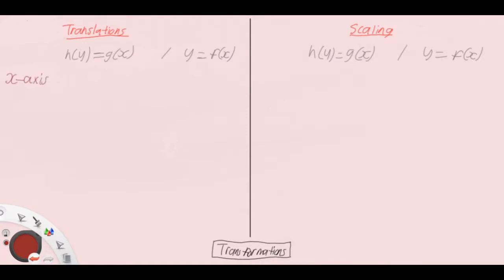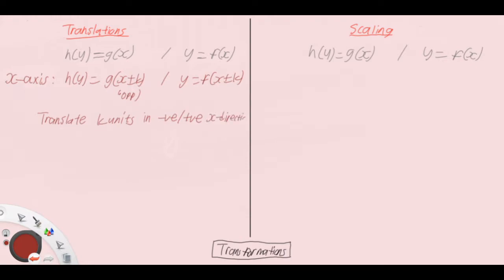Beginning with translations, we have the x and y axis. Start with the x-axis. Basically, translate with the x variable only. So you get h(y) = g(x ± k), or y = f(x ± k). Idea of opposite: translate k units in the negative direction for x + k, and positive for x − k, in the x direction. So in the positive or negative x direction.